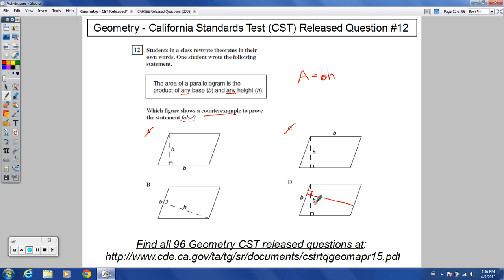So because you have this height being perpendicular to these other two bases and not the one that's given, this is your counterexample. So this one worked out, but this one doesn't work out because it's any base and any height. This is one of the bases in a sense. You could use this and this as a base, but the height that's given would not be the perpendicular height to that base. So we have to have the area of the parallelogram being a base times the perpendicular height to that base. Choice D is the correct choice because of that.